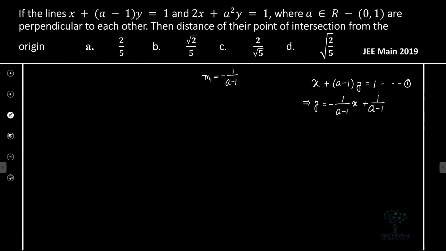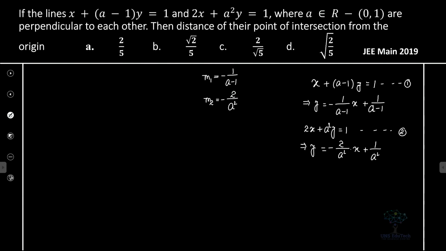Let us consider the second equation. The second equation is 2x plus a square y, and that's equal to 1. Let us write it in the same form. So y is equal to minus 2 by a square into x plus 1 by a square. So for the second equation, the slope m2 is minus 2 by a square.